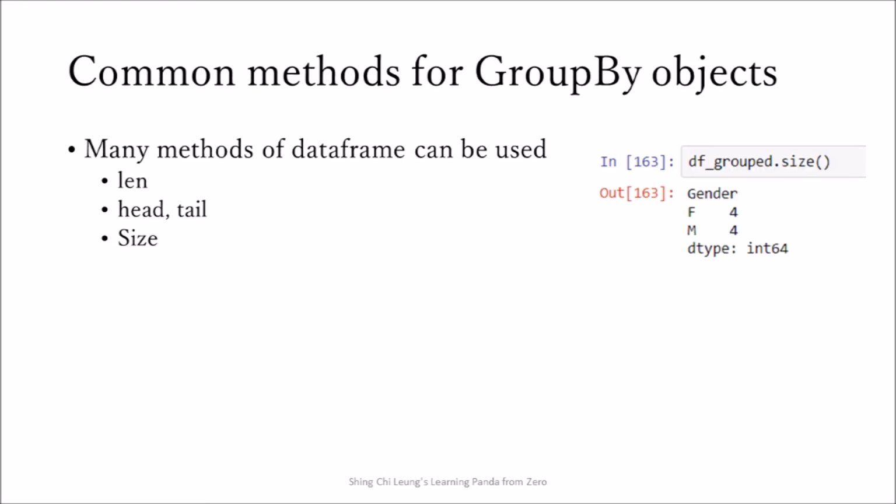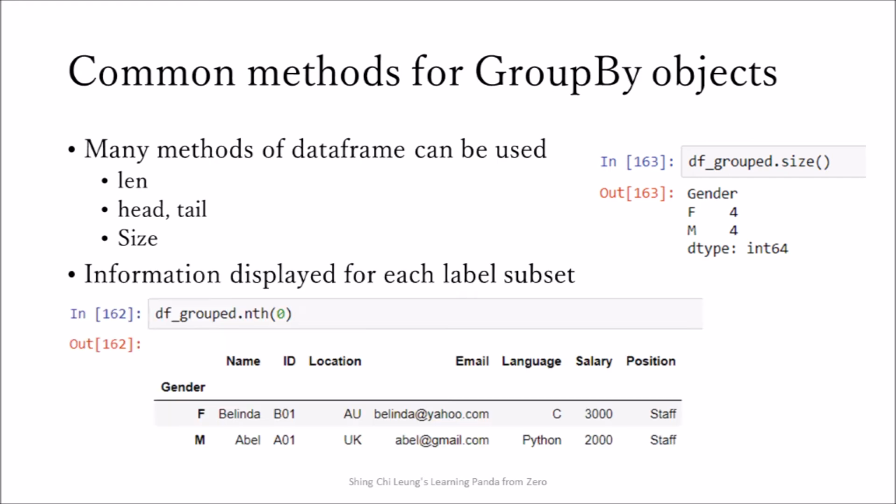For example, if we use size on the df grouped object, we have both F and M being 4. This means there are 4 entries for both subset data frames with the gender being F or M. There is a new method specific for the group by object, which is the nth method, which lets you output the first nth line from each of the data frames. It has a similar function as the method head.